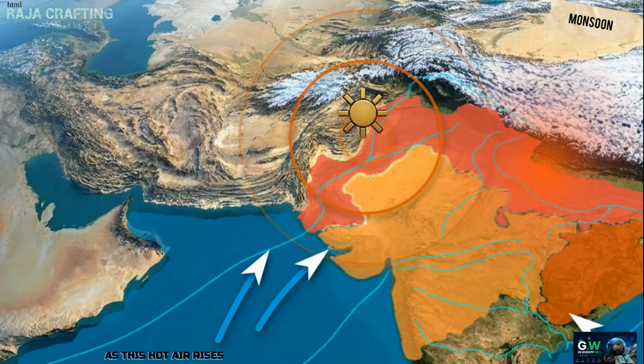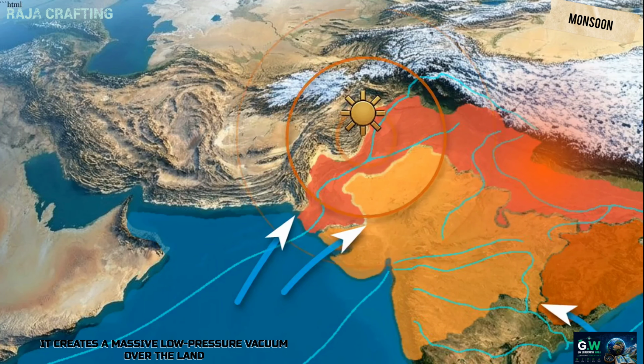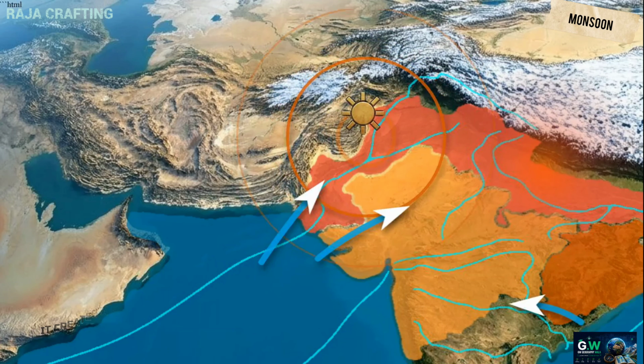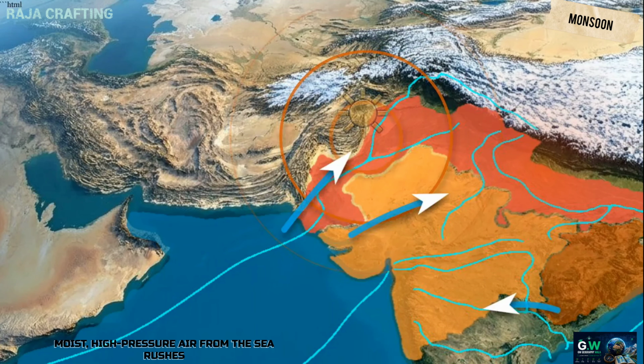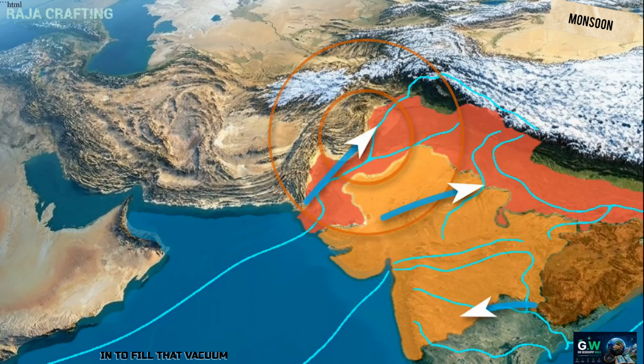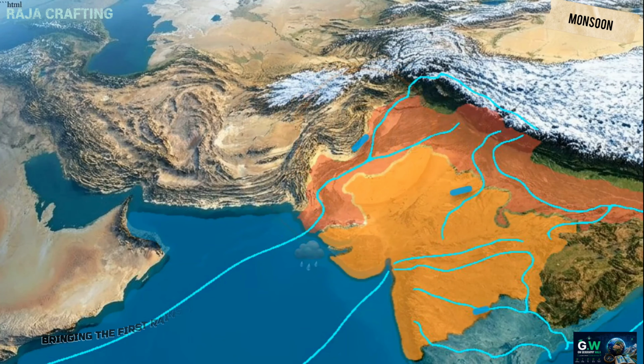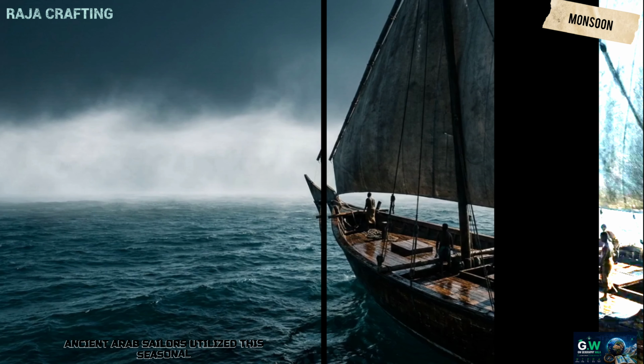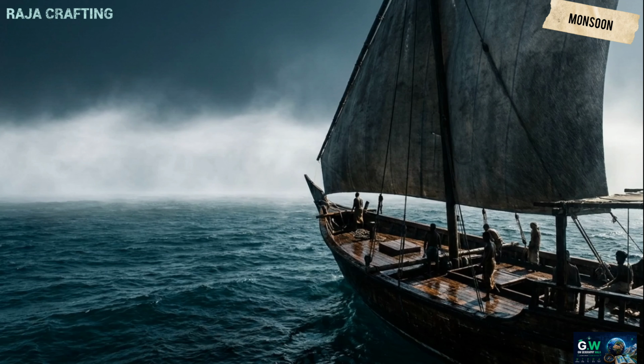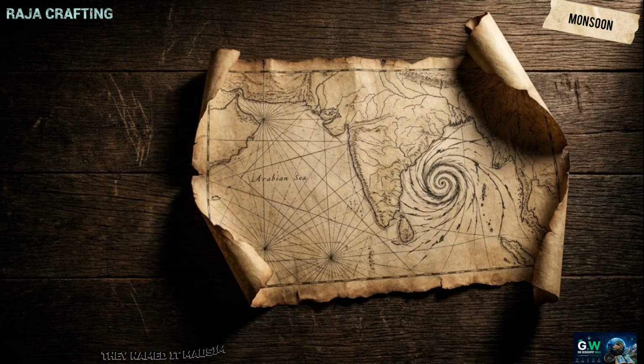As this hot air rises, it creates a massive low-pressure vacuum over the land. Moist, high-pressure air from the sea rushes in to fill that vacuum. These winds sweep across the coastline, bringing the first rains of the southwest monsoon. Ancient Arab sailors utilized this seasonal wind reversal for trade across the Indian Ocean. They named it Mausam, the Arabic word for season, and the origin of the term monsoon.